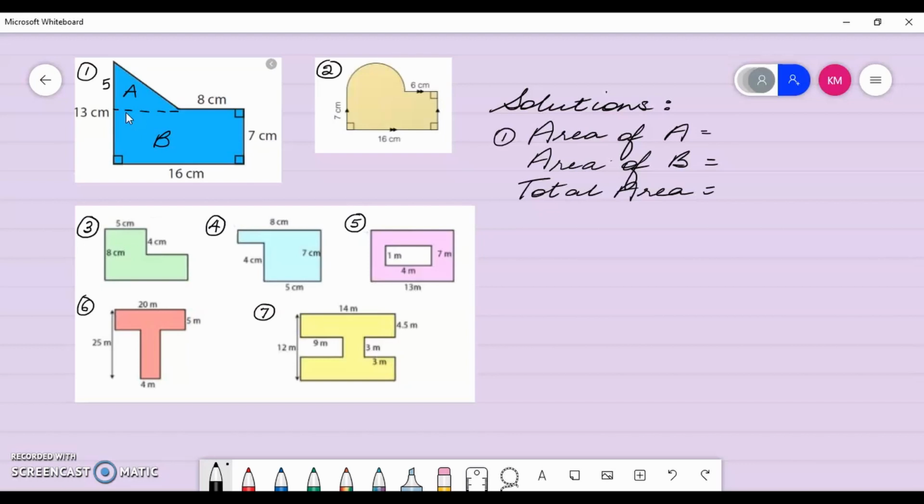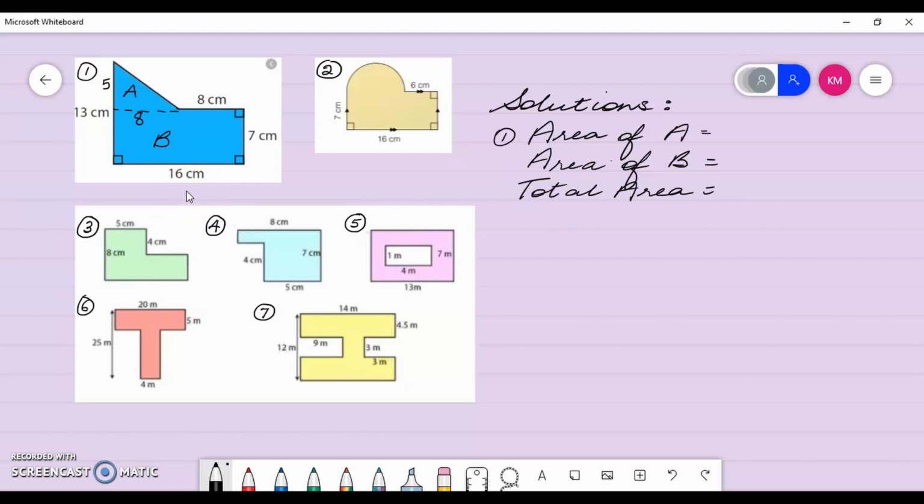I need to figure out what the base of my triangle is. To do that, I compare horizontal sides. So this length is 16 centimeters and I know this length here is 8 centimeters. So the entire length is 16 and this part here is 8. To find that missing base of my triangle, I simply subtract 8 from 16 and I'm going to get 8.